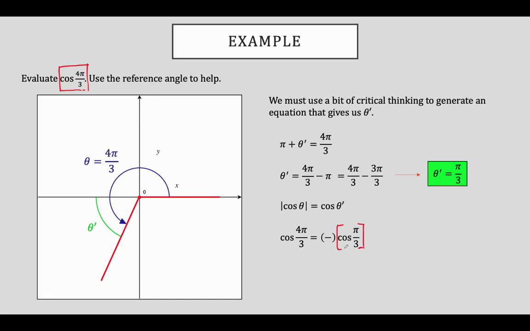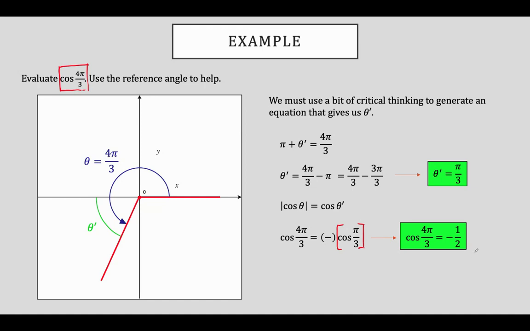Now, can we evaluate the cosine of pi over 3? Yes, the cosine of pi over 3 is 1/2. So this is -1 times 1/2, which means that the cosine of 4 pi over 3 is equal to -1/2. There we have our answer.